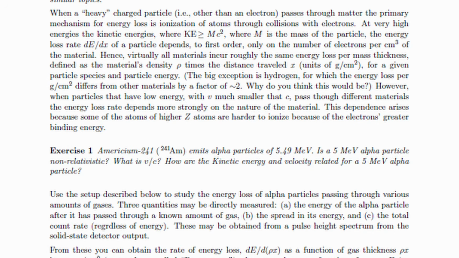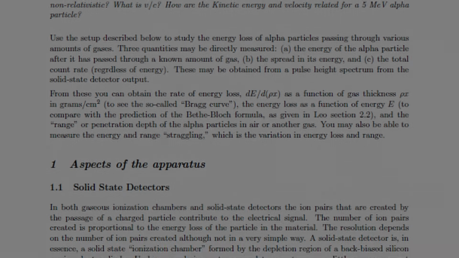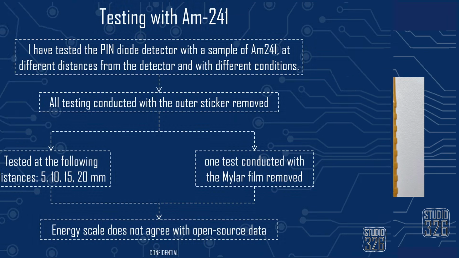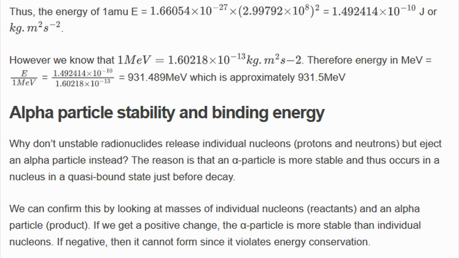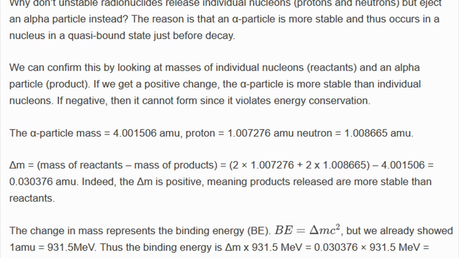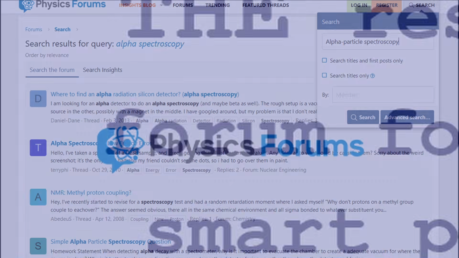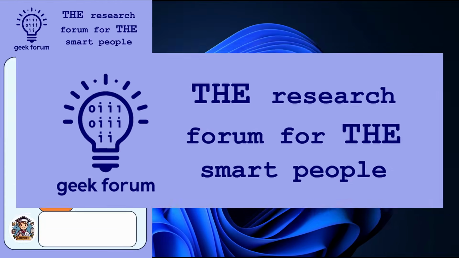I spent some time reading papers related to alpha spectroscopy, and bombarded the manufacturer of the product with a long series of questions. And in the end, there was one simple question that I just could not find a concise answer for. So I turned to the forums. I figured it was better to just ask the experts.